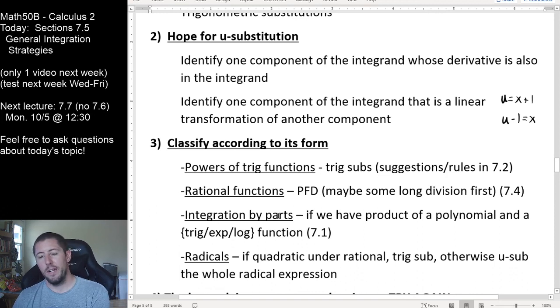Integration by parts. I definitely don't have a product of some parts in here that I can rip apart. Radicals. I do have a radical. If there's a quadratic under the radical, use a trig sub. That's not what we have. Otherwise, try and u sub the whole radical expression.